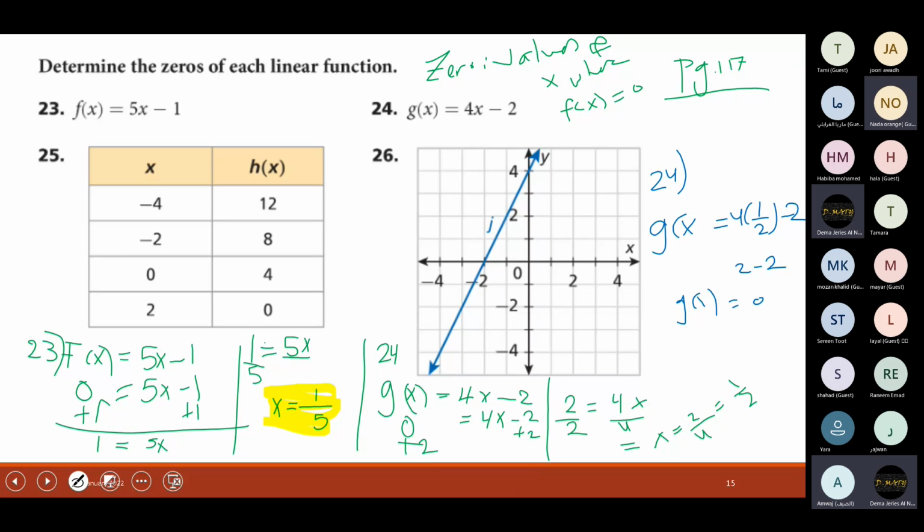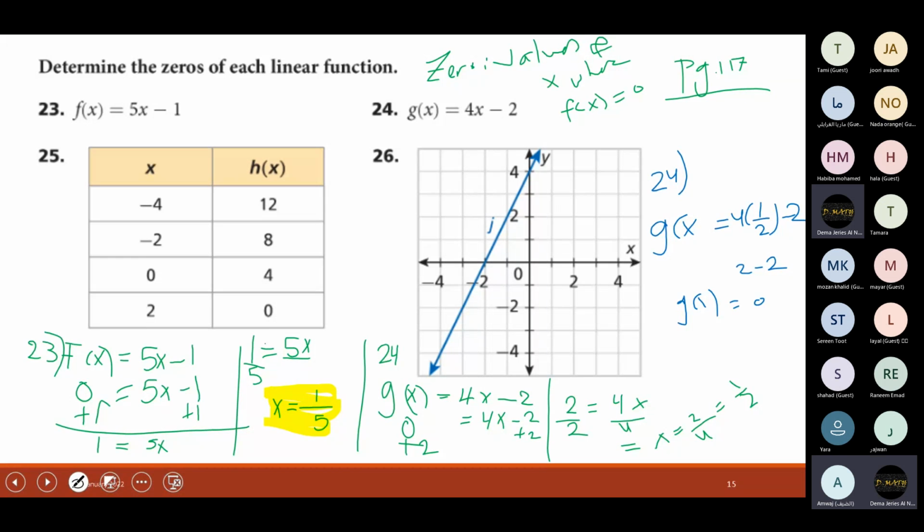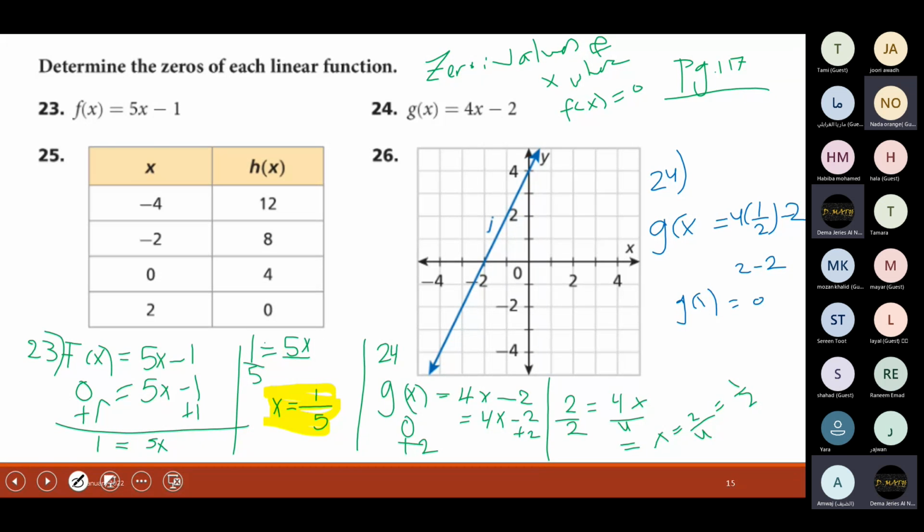If you substitute x equals 1, g of x has a value. If you substitute x equals 0, g of x has a value. But when you substitute x equal half, g of x will be 0. So that's why I say half is the 0 of the function. Is it clear? Teacher, can you repeat?